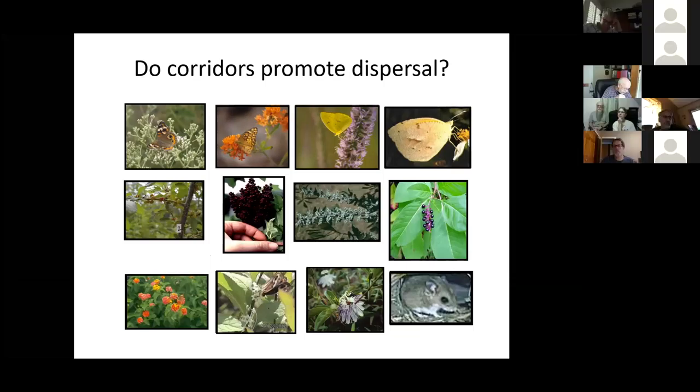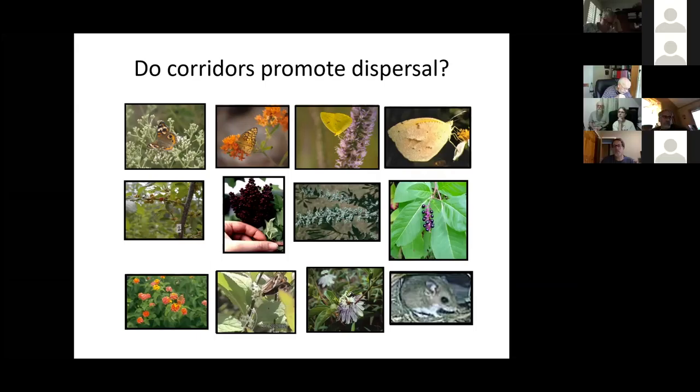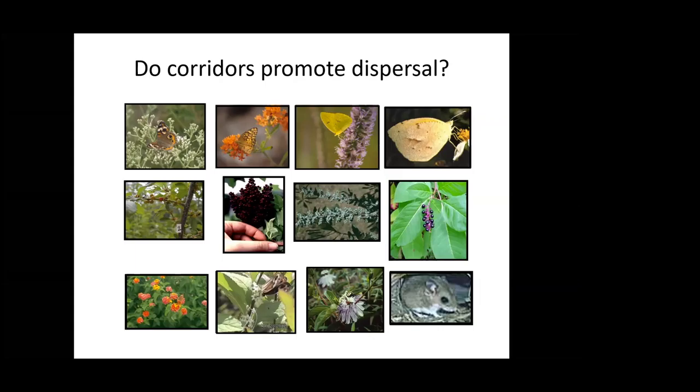And researchers in our group over the years have studied this for a variety of different taxa, broadly by marking individual animals and plants, and then asking, where do they move? So if we mark one of these animals and it moves to a different fragment, will it more likely move if that fragment is connected by a corridor than if that's an isolated fragment? Again, this is what we hope will happen if corridors are doing their jobs.